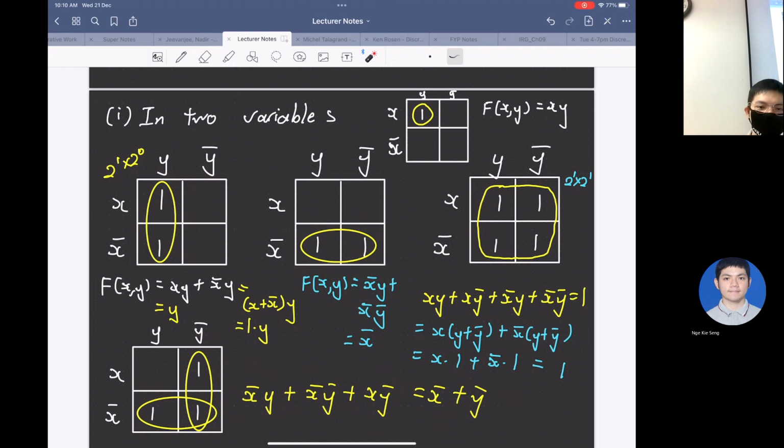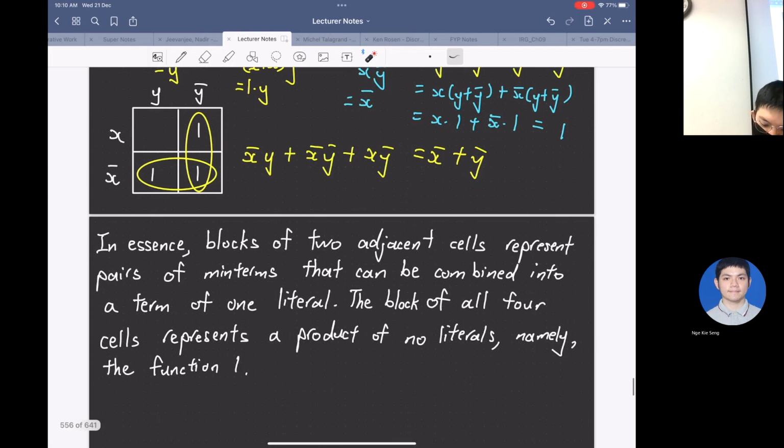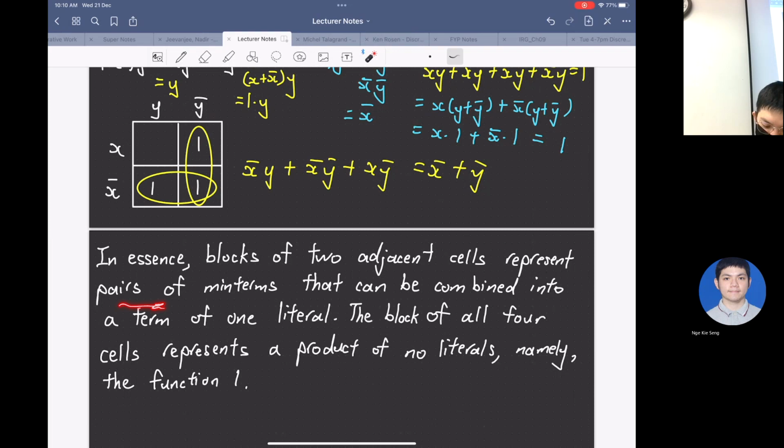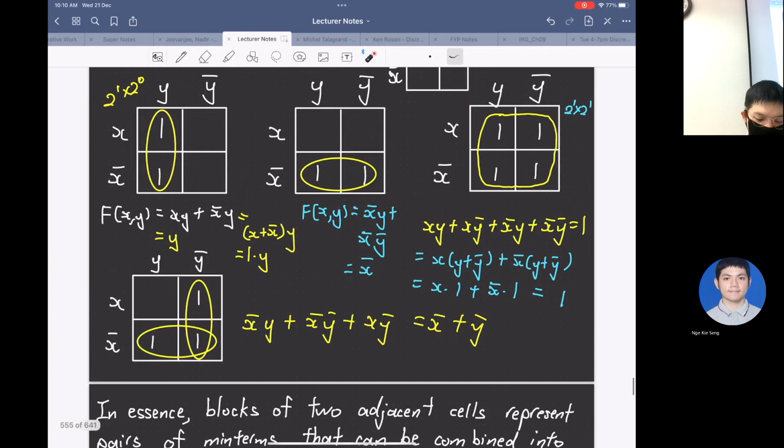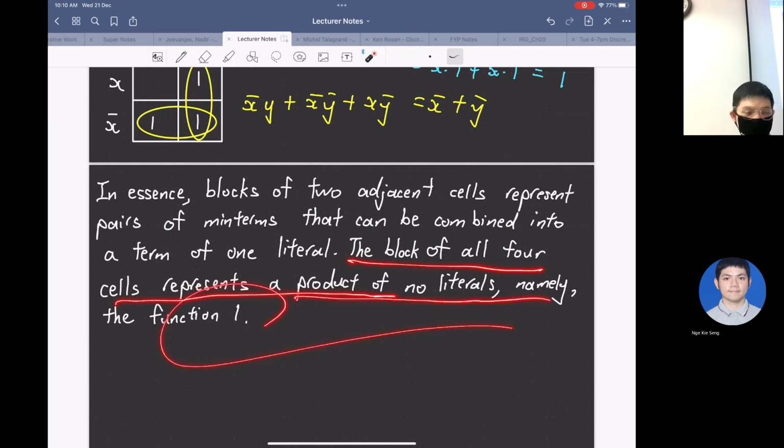Maybe we see more examples. In the K-map, blocks of 2 adjacent cells represent a pair of minterms that can be combined into one term of one literal. You can see that with adjacent cells, the sum of minterms that have 2 literals becomes 1 literal. Can you see? 2 literals become 1 literal. But here 2 literals become no literal. So a larger block can reduce to fewer literals. You can see that a block of 4 cells here will become a product of no literal. You just get 1.